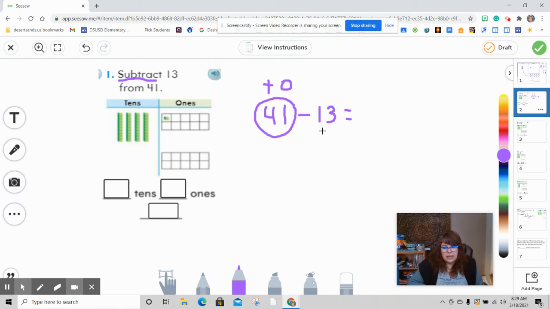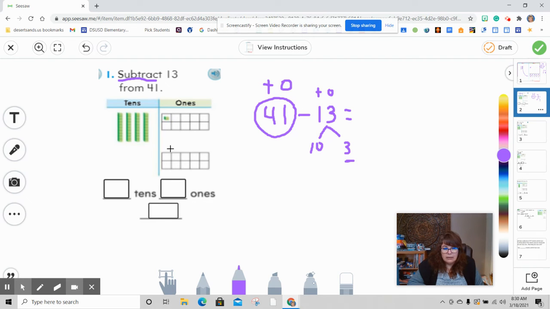So now it says right here that I have to take away 13, which means I'm going to break it apart. And in the 13, I have T and O, which means I have tens and ones. I have 1 ten, so I have to take away 1 ten and then 3 ones. So 1 ten and 3 ones. I have 4 tens, that's good, but I don't have 3 ones. So I need to take away the ones first, the ones place first.